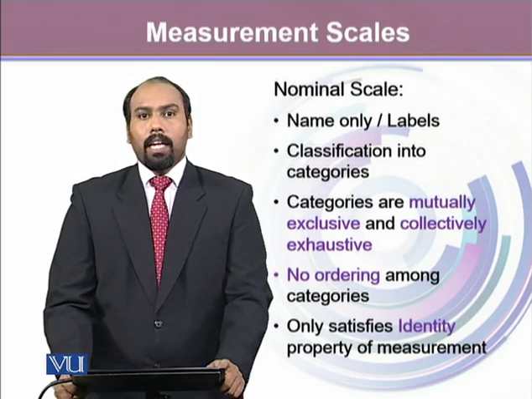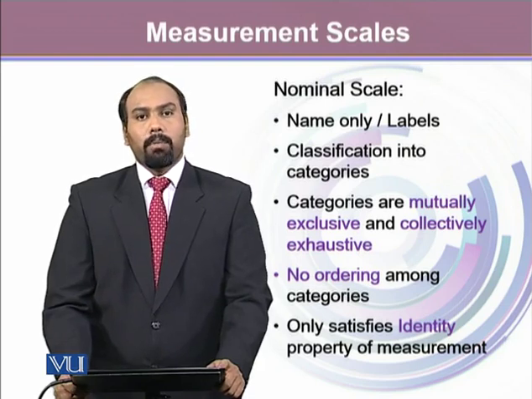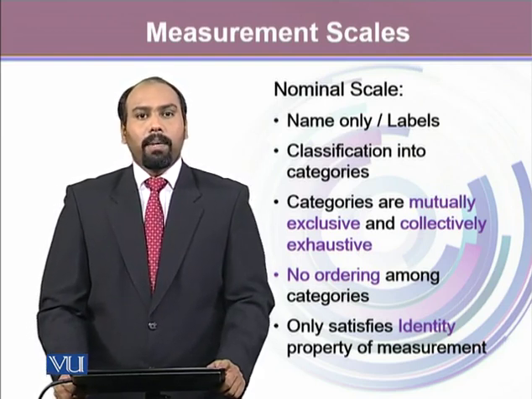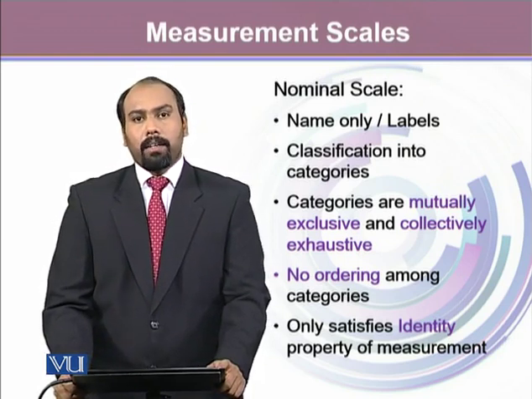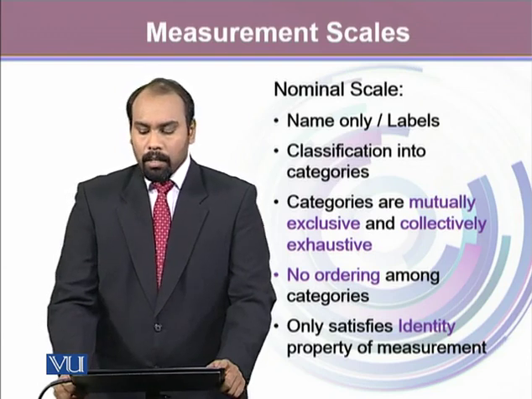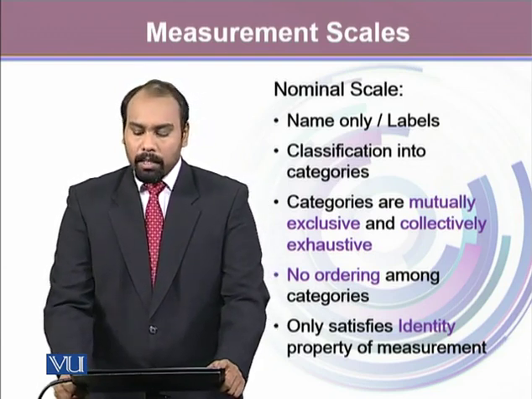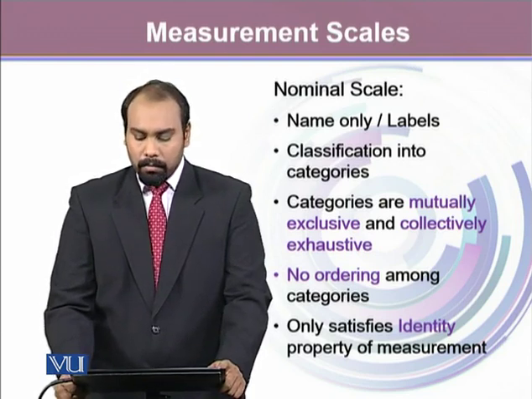Like in a football team, you will see different players are assigned different numbers. These numbers do not refer to the performance or the ranking of a player. These are just the names. If this is the situation, the variable is called a nominal scale variable.